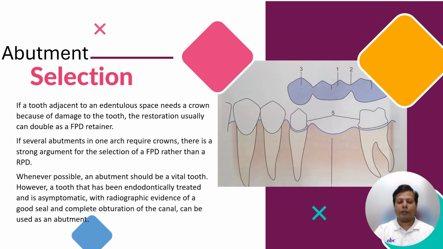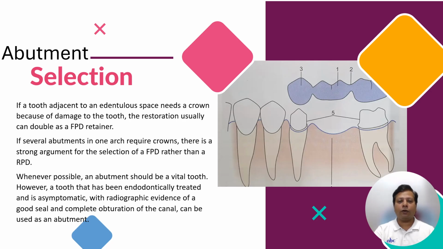So if a tooth adjacent to the edentulous space requires a crown because of damage to the tooth, the restoration can usually be doubled up as an FPD retainer also. Of course, if several abutments in one arch require crowns, then there is a strong argument for selection between a fixed partial denture and a removable partial denture. Whenever possible, an abutment tooth should be a vital tooth.